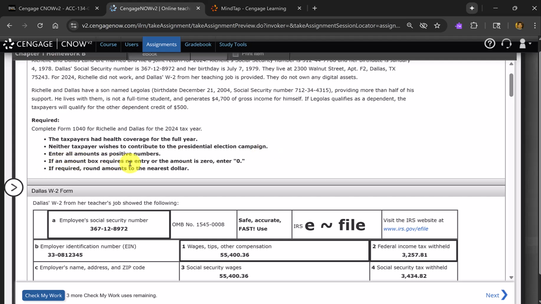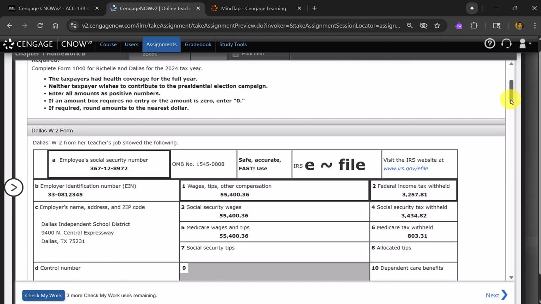Enter all amounts as positive numbers. And if a box is zero, we have to enter zero. Yeah, we cannot keep it blank. And we need to round to the nearest dollar. Yeah, 50 cents and above, we round up to the next dollar.